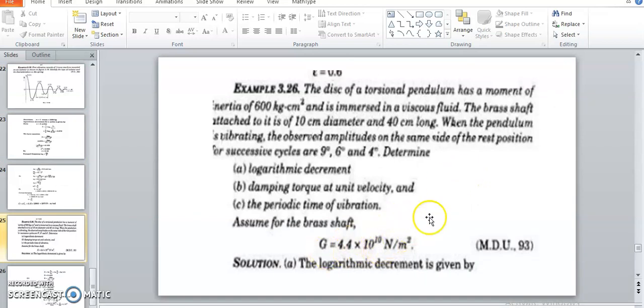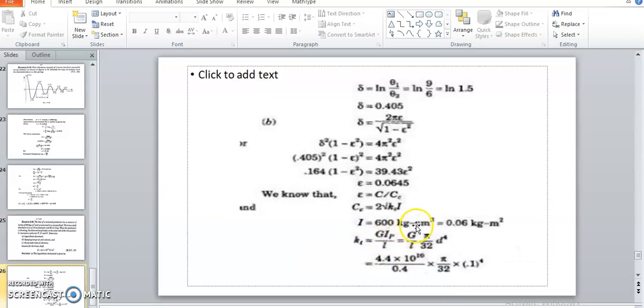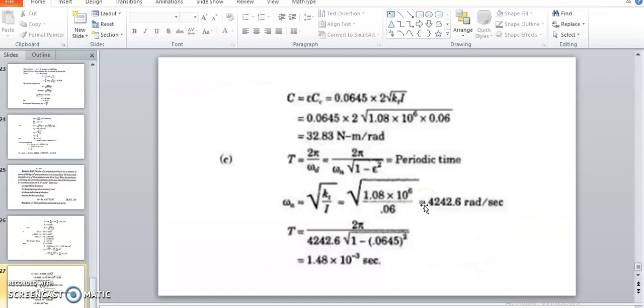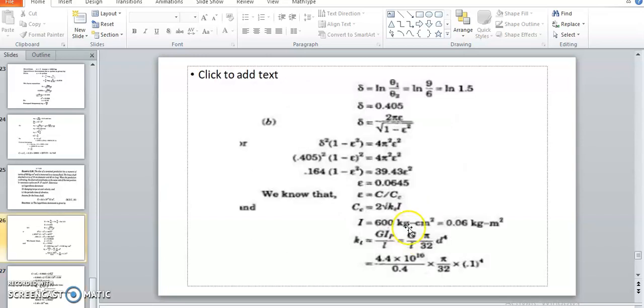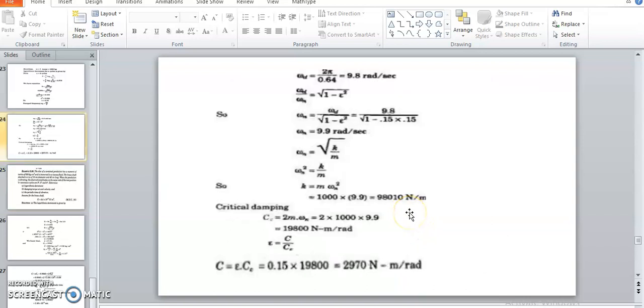G value is given, so keep the units the same, either in meter square or in centimeter square. Keep the units the same. We prefer SI units, so it is better to convert centimeter square into meter square, and then we can proceed. So omega has the unit of radian per second. Omega n has the unit of radian per second.